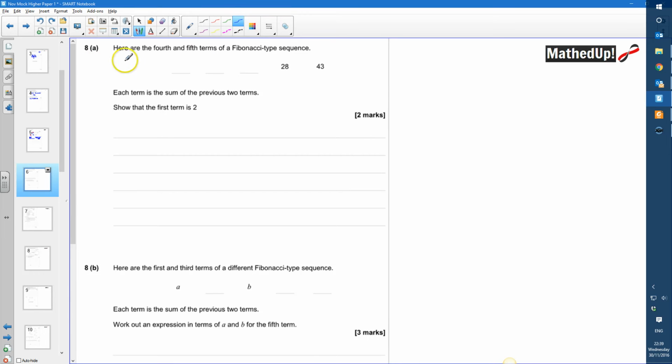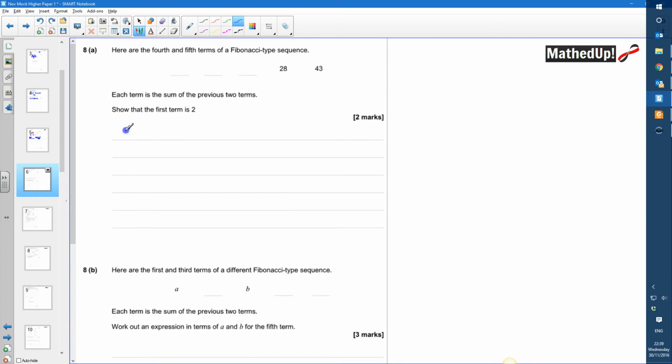Question 8a. Here are the fourth and fifth terms of a Fibonacci type sequence. Each term is the sum of the previous two terms, and we need to show that the first term is 2. So that term add that term gives us that term, this term and this term gives us this term, and this one add this one gives us that one. So if we work backwards, 43 take away 28 should give us that term there.